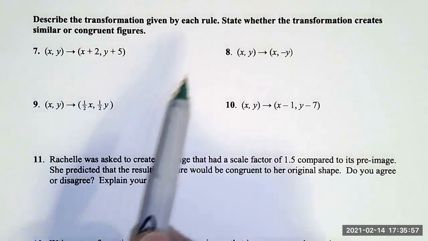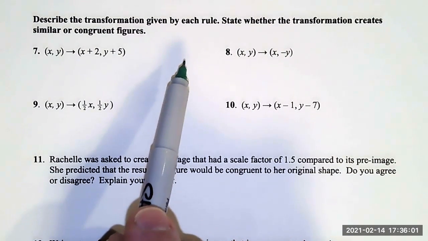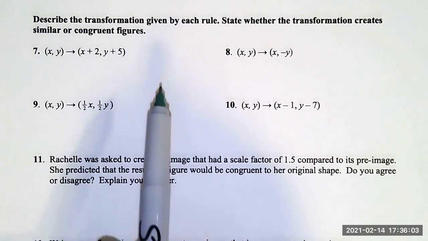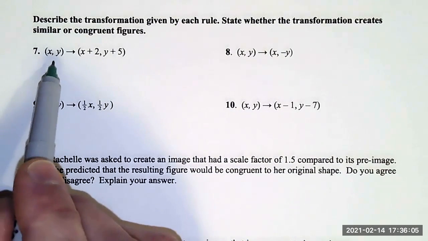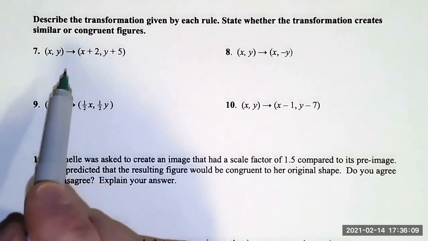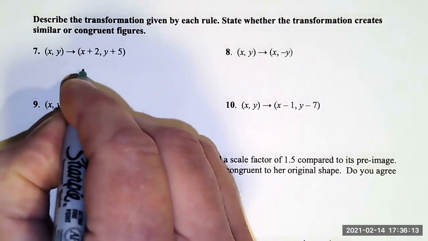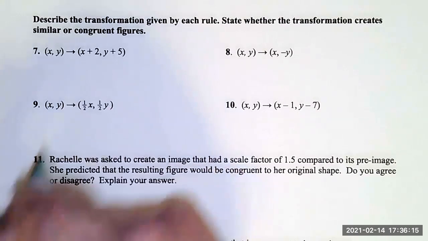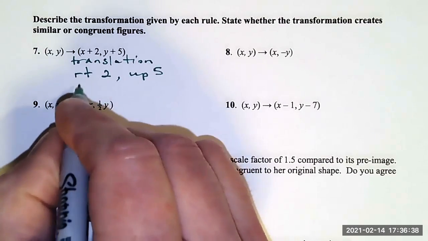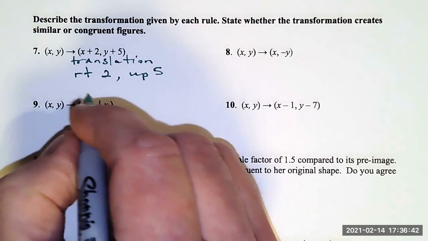Now let's look at questions that ask you to do just the opposite. Take a transformation rule and describe what's happening. For number 7, xy goes to x plus 2 comma y plus 5. This is a translation to the right 2 and up 5. You can abbreviate right as RT, left should be written as LEFT.